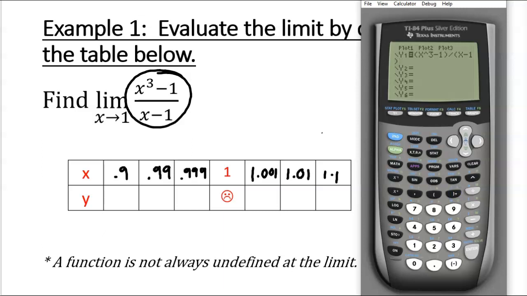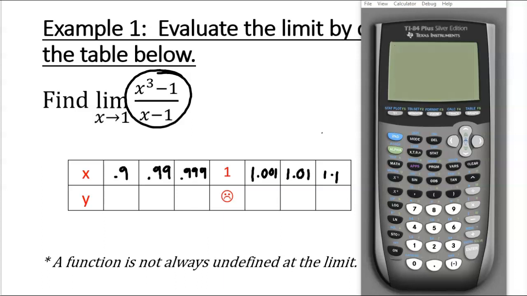I'm going to actually go to second quit, and I'm going to go back to my home screen. So you push second and you push quit and you go back to your home screen. Now what I'm going to do is I'm going to have my calculator plug each of these x values in. So here's how we do it.